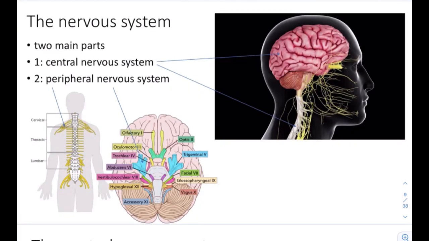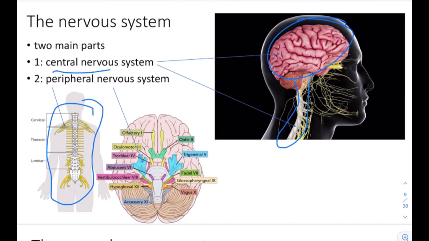Okay, so now finally, let's talk about the nervous system. The nervous system has two main parts. It has the central nervous system, which consists of the brain and the spinal cord. And there's also the other part, which is the peripheral nervous system. It also has two main parts: the spinal nerves, which come off the spinal cord, and the cranial nerves, which come off the brain and the brainstem.